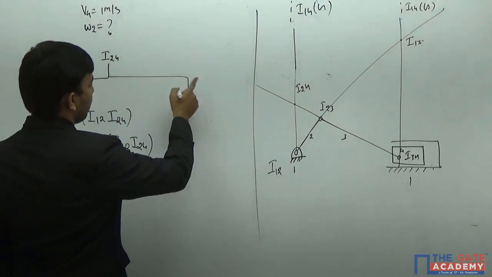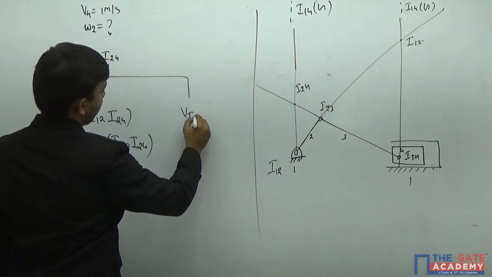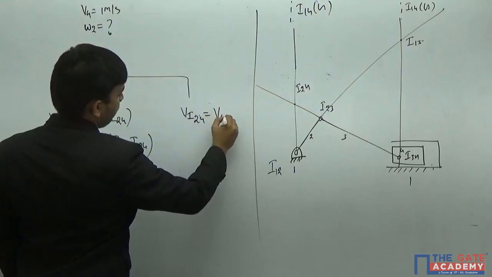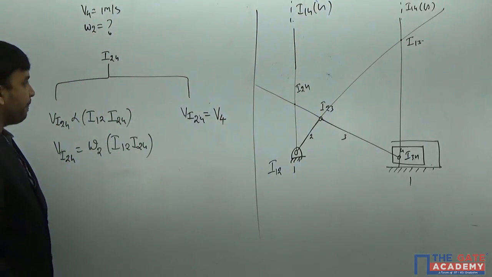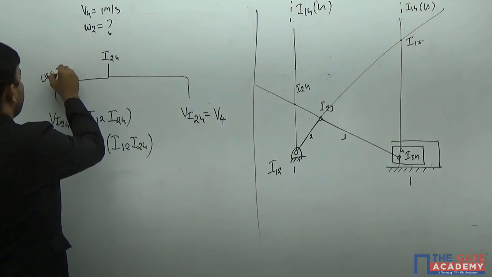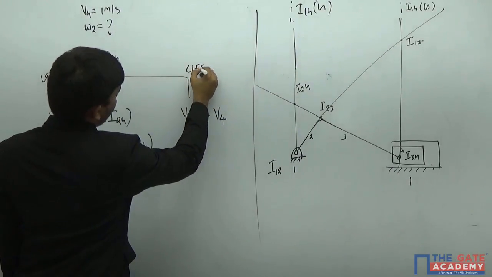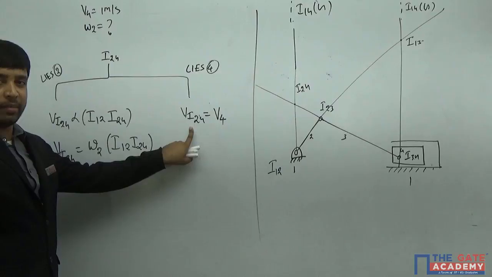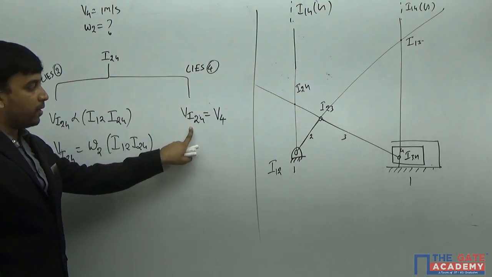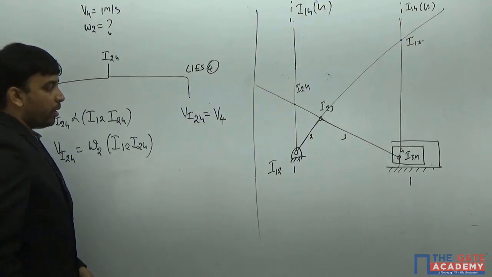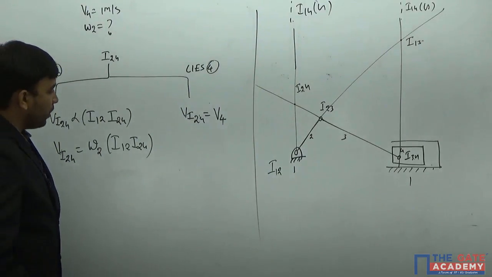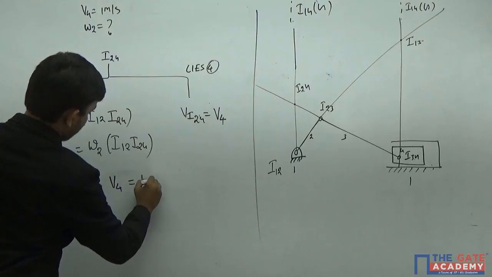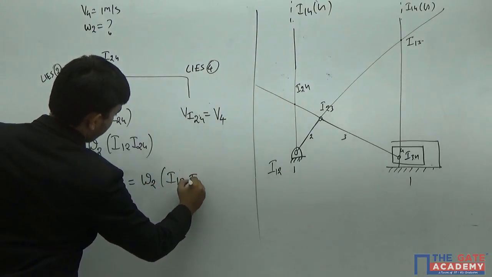The same thing applies if it lies on link number 4. Link number 4 is a slider. If I assume I24 is on link number 4, all the points on link number 4 will have the same velocity. Therefore, the velocity of I24 will be the same as the velocity of link 4, or simply the velocity of the slider. And the velocity of link 4 is omega 2 into the distance between I12 and I24.